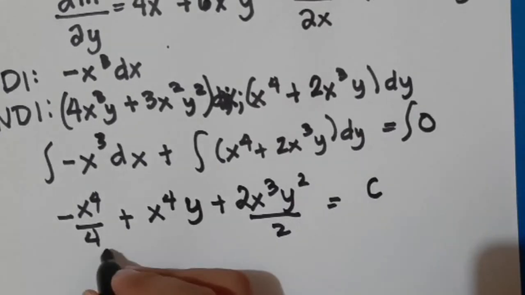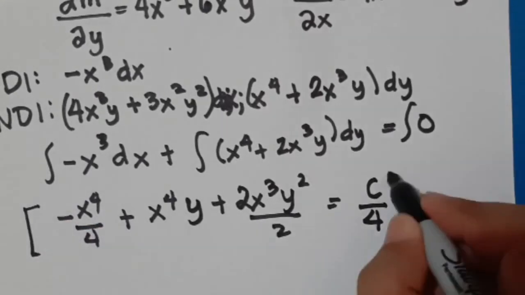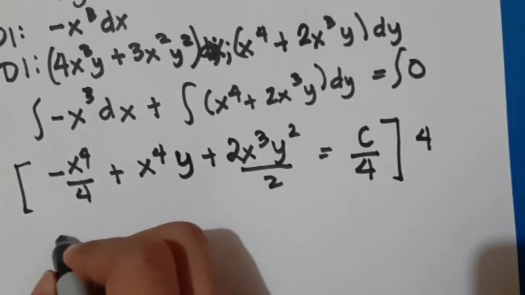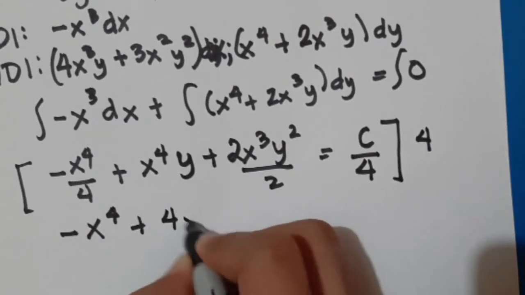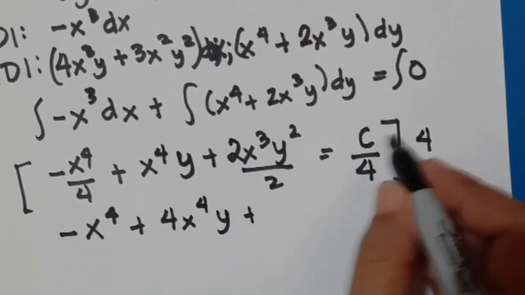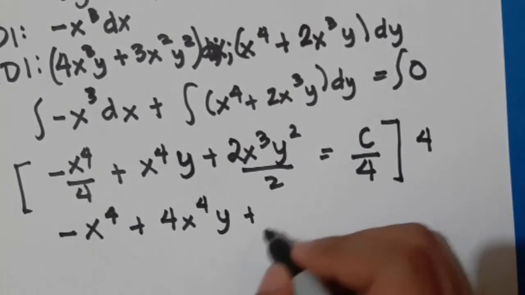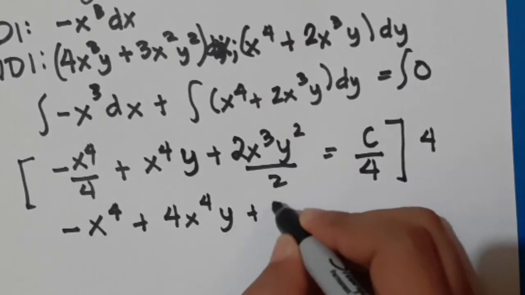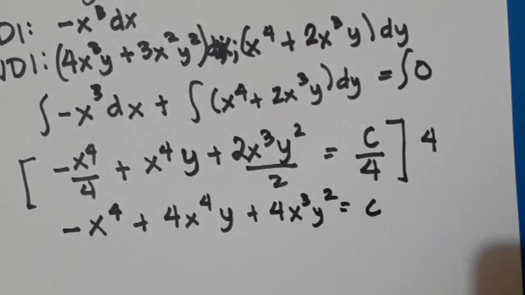So we have 4, so just divide by 4, then multiply all terms by 4 to simplify the equation. That is negative x to the fourth plus 4x to the fourth y plus 4 divided by 2 times 2 is 2. Oh, sorry, 4. That is 4 divided by 2 times 2 is 4. x cubed y squared is equivalent to c.